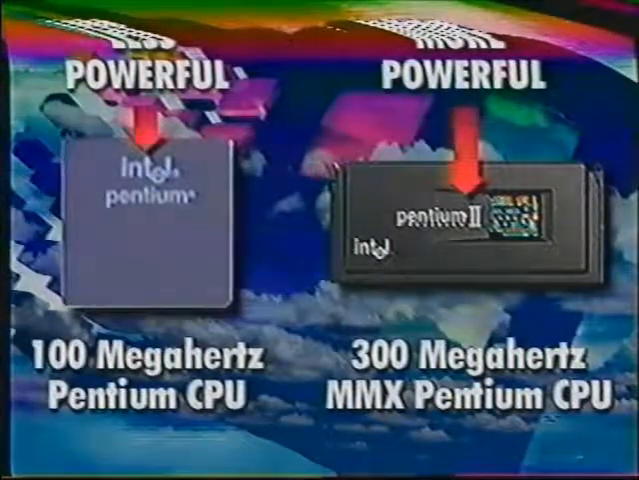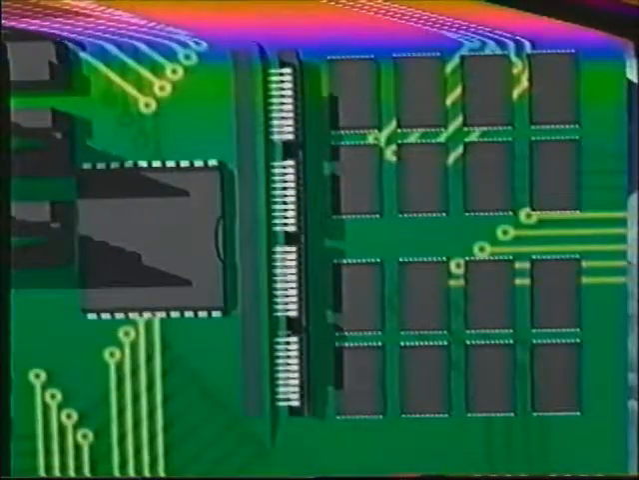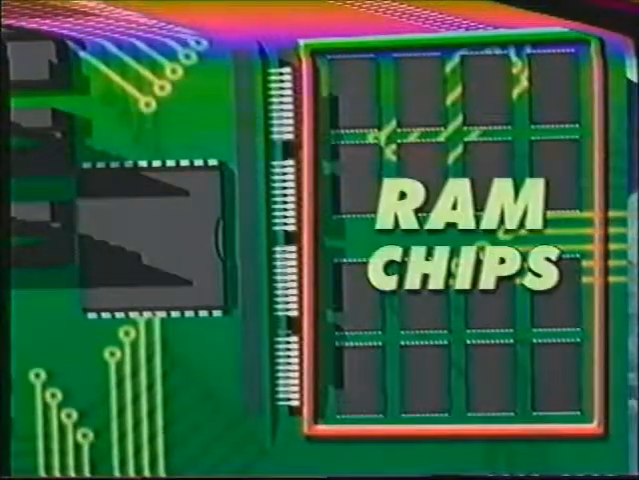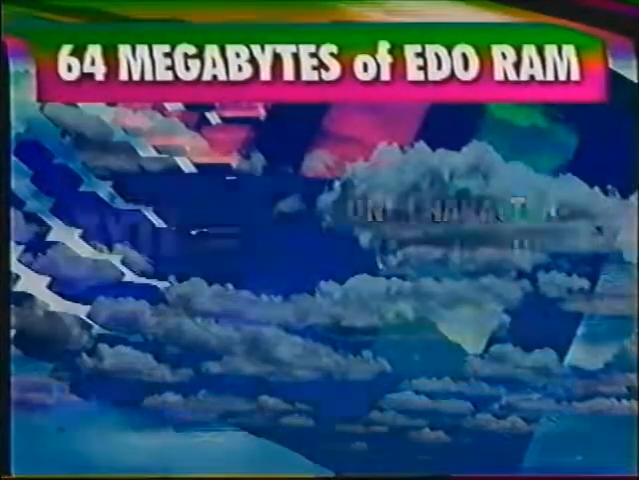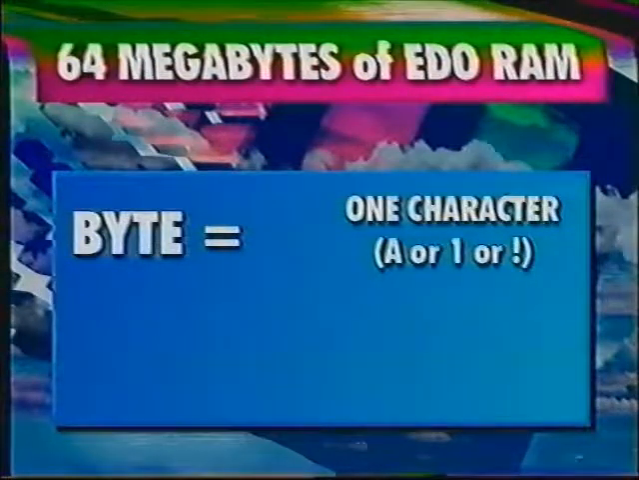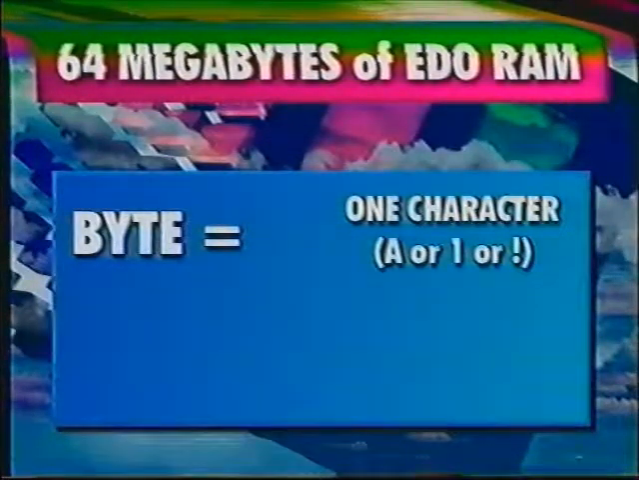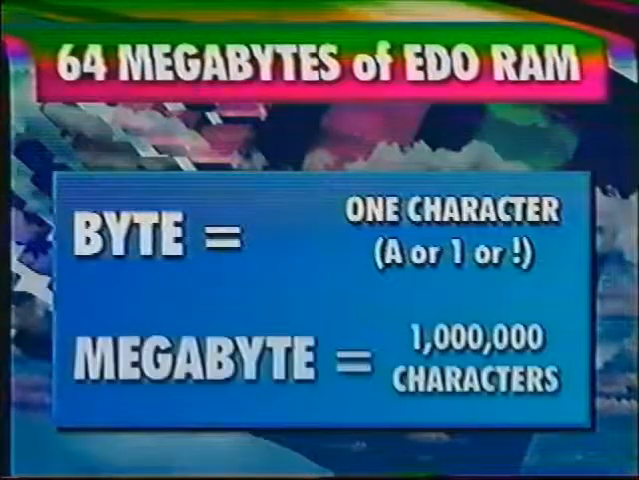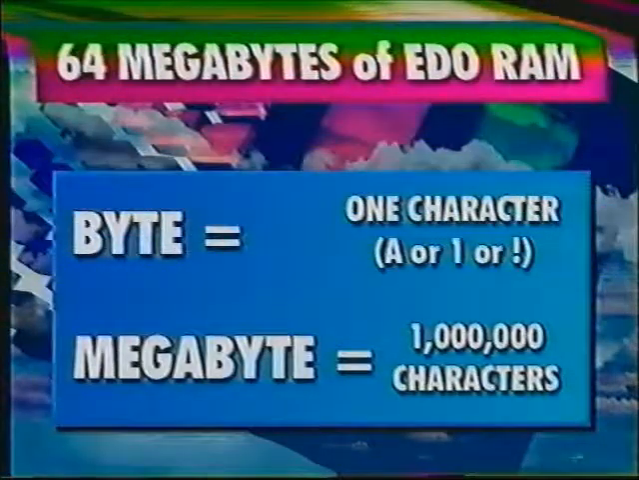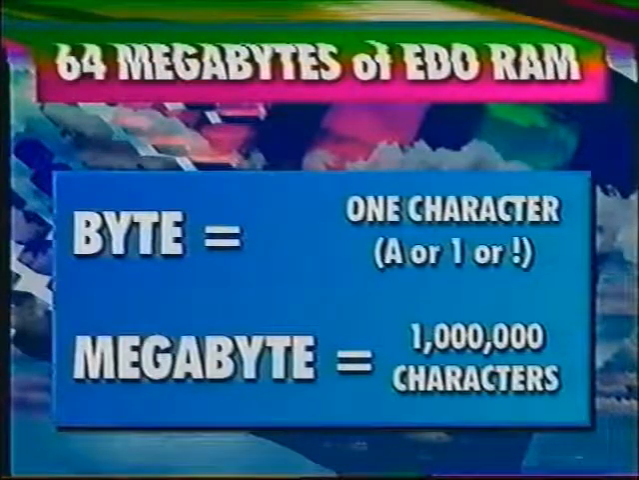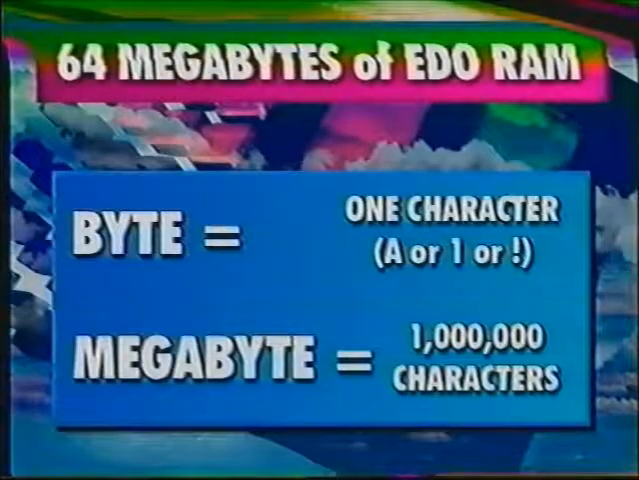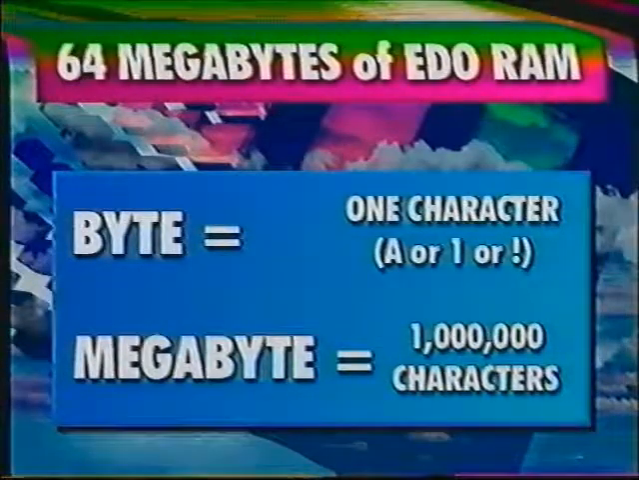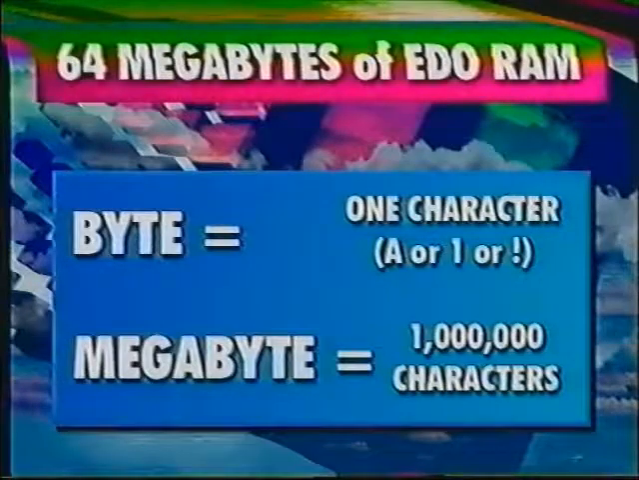The CPU can only process data that is first stored in memory. Computer memory is handled by RAM chips. Our ad indicates 64 megabytes of EDO RAM. A byte is the measuring unit for information, and it's about the same as one character, like an A or the number 1. A megabyte is 1 million bytes, about 1 million characters of data. Essentially, the advertised system's temporary memory should be able to store 64 million bytes of information, which can come in handy since many software packages require 12 or more megabytes of RAM in order to run.